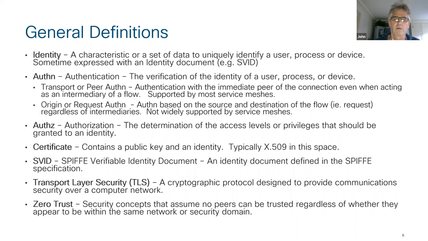One is what we might call transport or peer authentication, and it's authenticating your immediate peer, even though the actual flow or request may be going through intermediaries. And of course, in a service mesh, you're typically going through proxies. So you usually have lots of intermediaries between the ultimate beginning and the ultimate end of a flow or request.